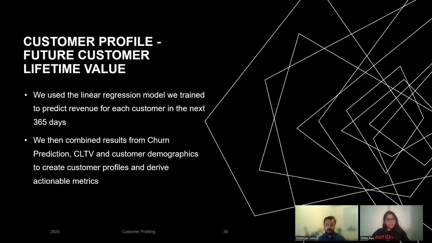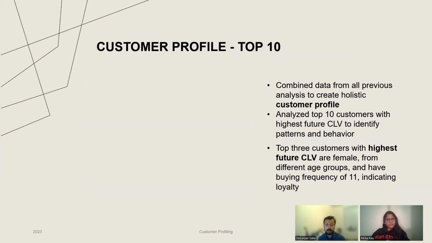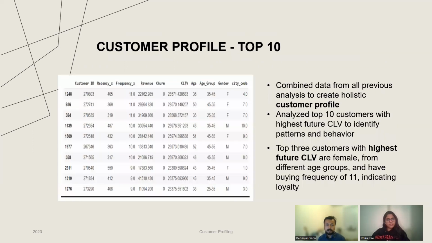Coming down to the final task, which is calculating the future lifetime value. We calculated the future lifetime value 365 days in advance. And here we can see the distribution of the future lifetime value, where most of the customers are between 5,000 to 10,000. And here are the top 10 customers. As you can see, all the top 10 have a lifetime value of over 23,000.